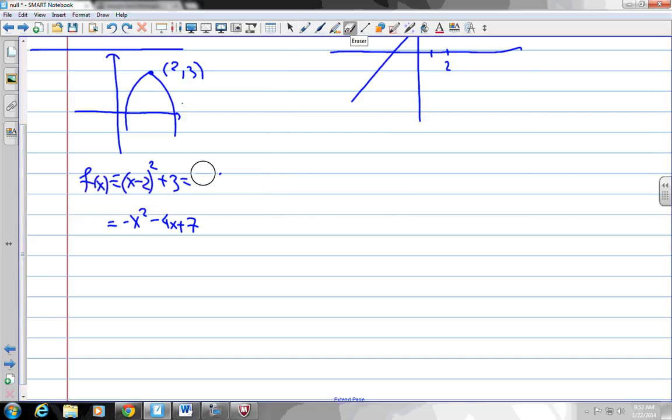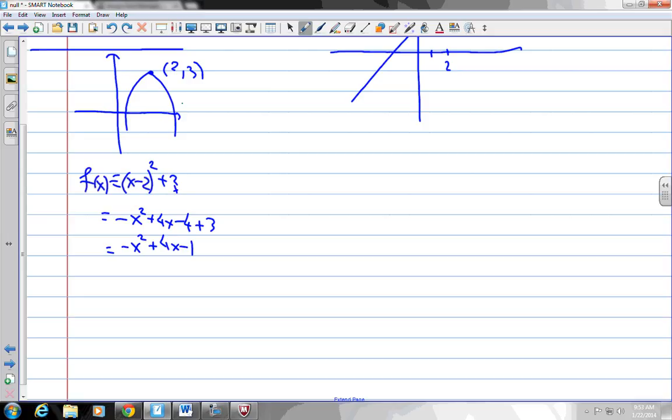Let me just erase it then. So it's negative, redo. So then it's negative x squared plus 4x minus 4 plus 3. So it's negative x squared plus 4x minus 1. Yeah, here we go. Good.